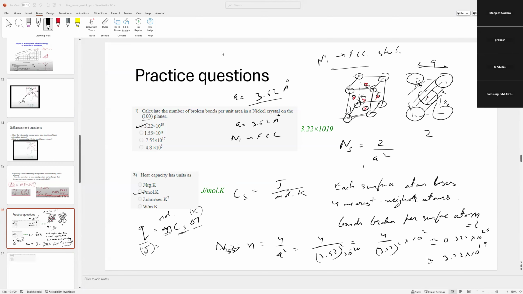Yeah, if you want to imagine, the next layer of atoms is sitting over here, and here.